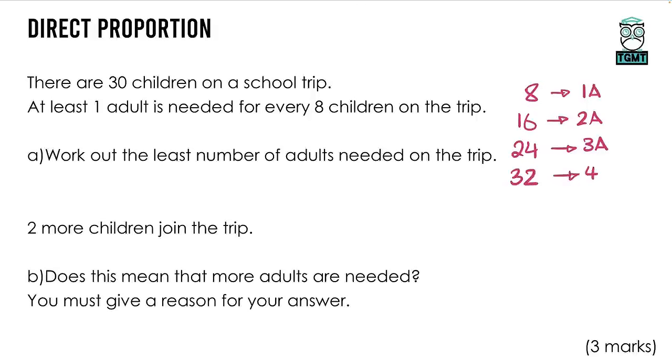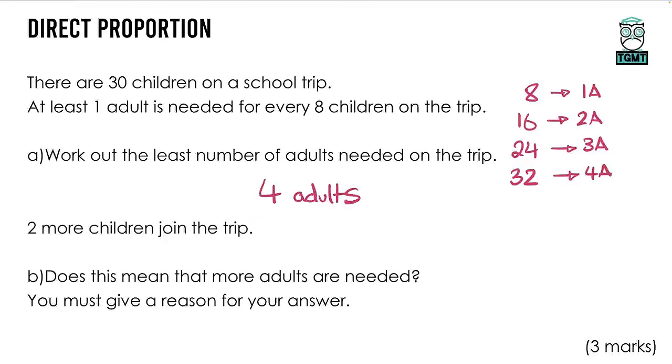And that would need 4 adults. Now it says at least 1 adult is needed for every 8 children. So we can't have the 3 adults because that's only 24 children that are allowed. The fact that the next one goes over is fine. It just means that the final adult there is only for the 6 children. So the least amount of adults that would be needed, we would need 4 adults.